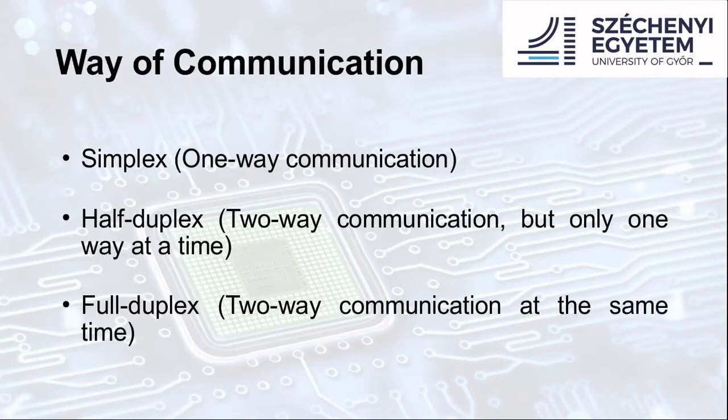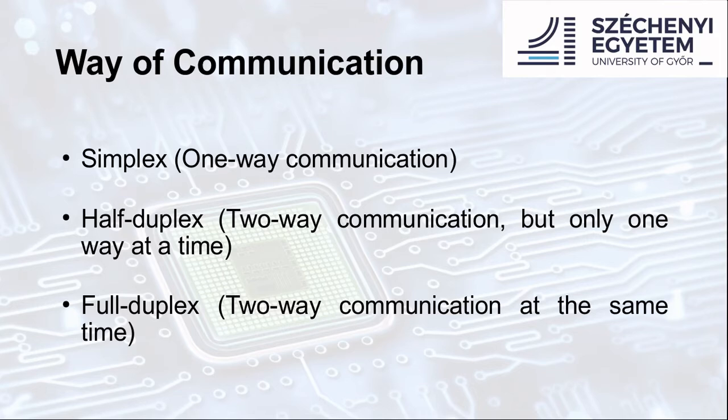If we analyze networks from the perspective of the way of communication, then 3 types can be listed. The first one is the simplex network. This means that the communication happens only in one direction. A typical example is a casting network, like radio or television.